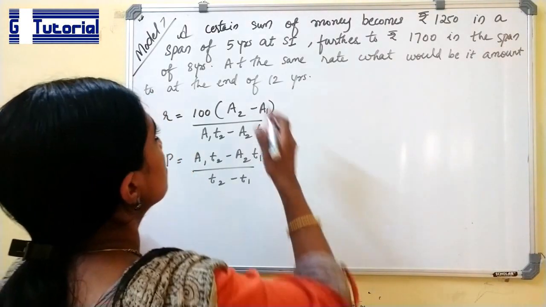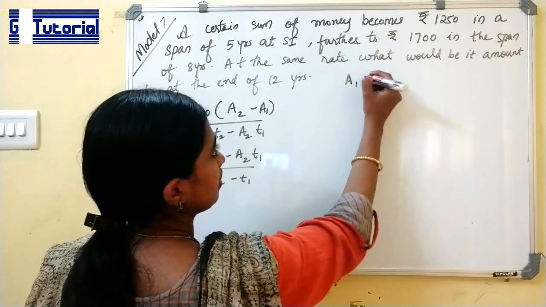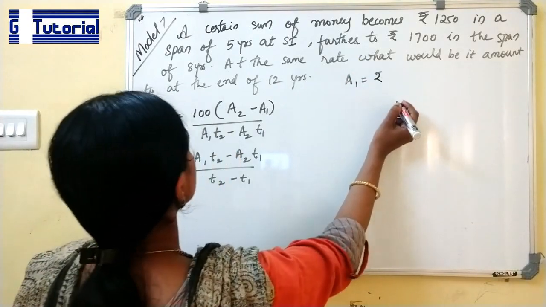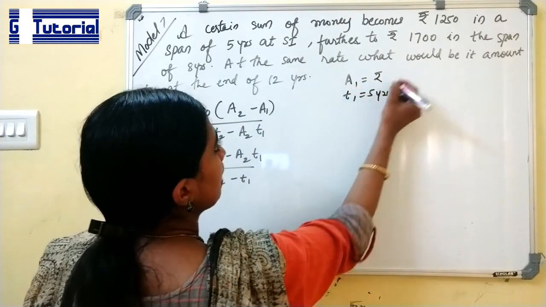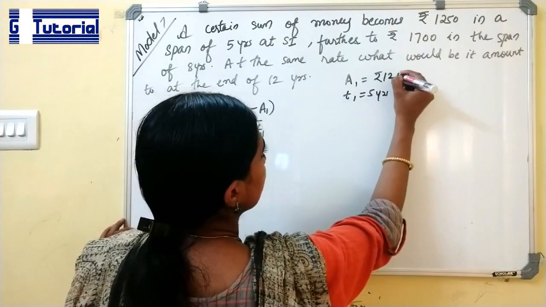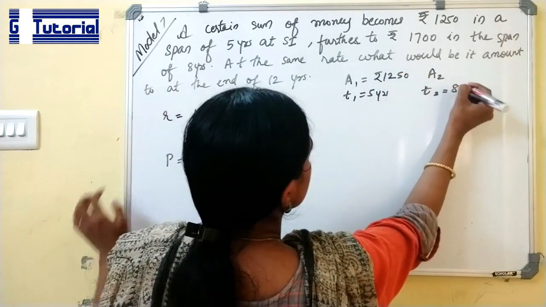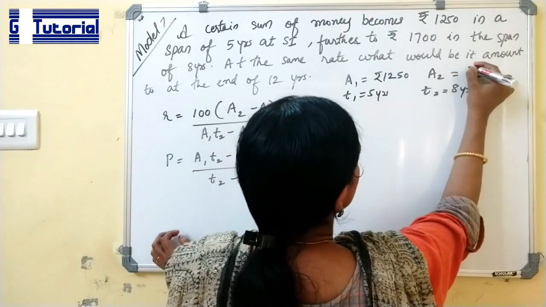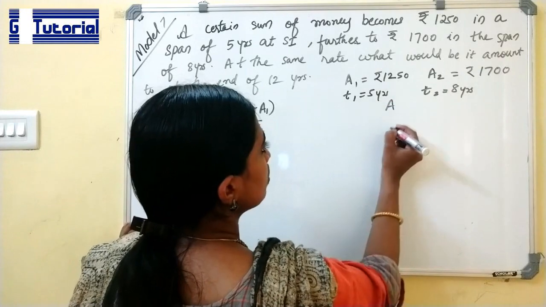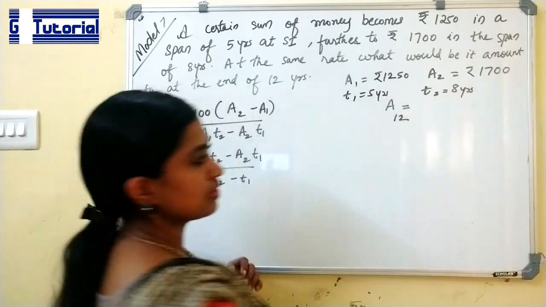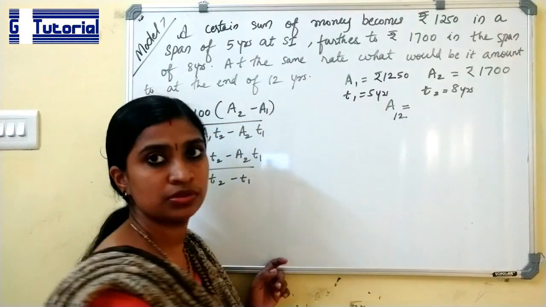We are given a certain sum of money becomes, so it is the amount which is given. After a span of 5 years, the amount is rupees 1,250, and after 8 years, the amount is rupees 1,700. And we are asked to find the amount after 12 years.